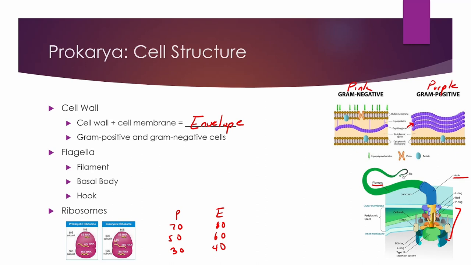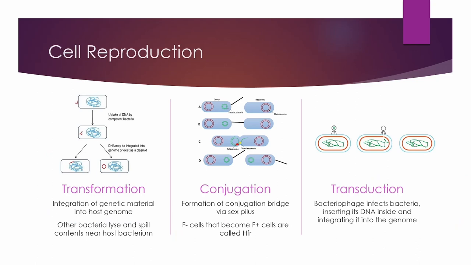So that's all I have for you guys for prokarya. Let's move on to cellular reproduction. There are three different ways that bacteria can reproduce. We'll start off with, well, this is sexual reproduction. Obviously, there is binary fission, but that's a very simple process that we don't need to cover for the MCAT.